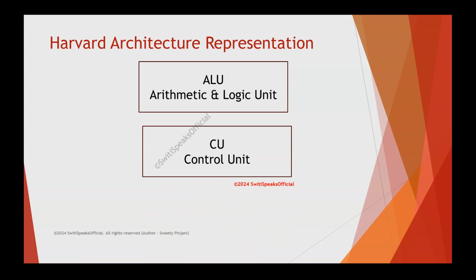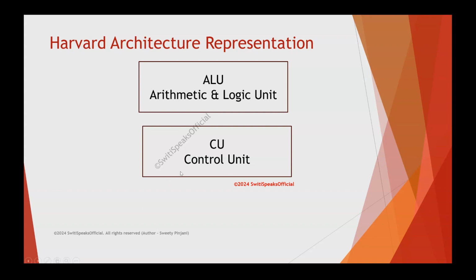Then you have a CU, which is control unit. As the name suggests, it controls your processor. So it contains a lot of control signals. One example, which we have also discussed in the previous lecture: say you have a main memory and you want to access that memory. To access that memory, you first need the enable signal to be high. This enable signal is controlled by your control unit.